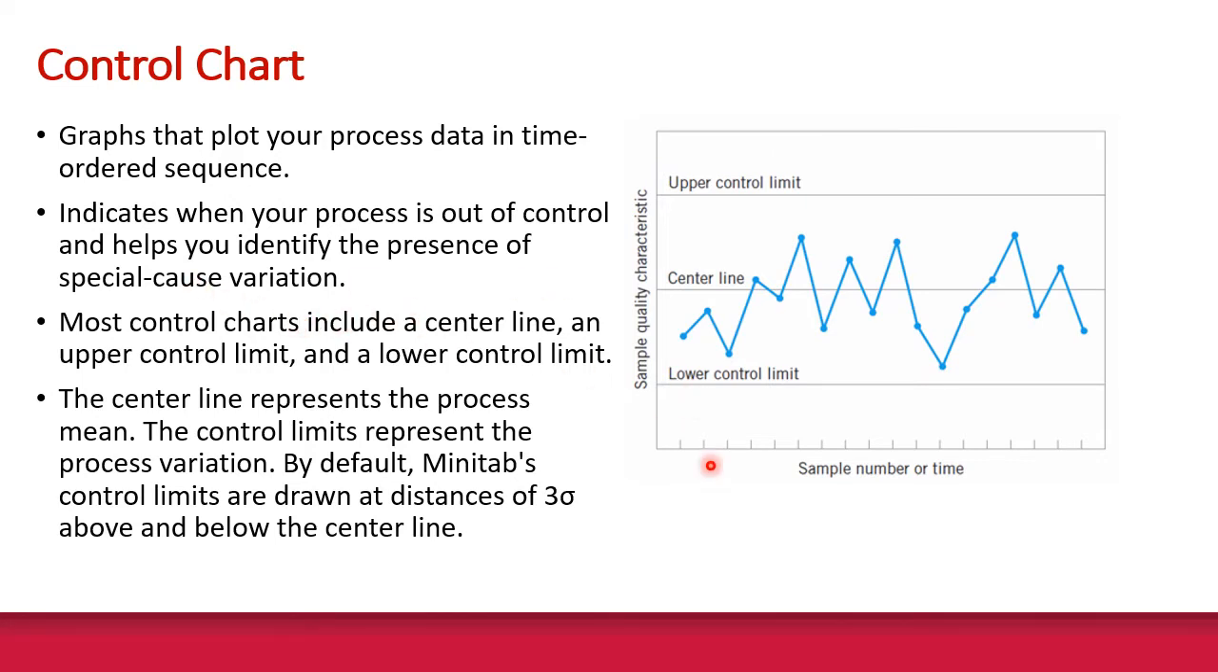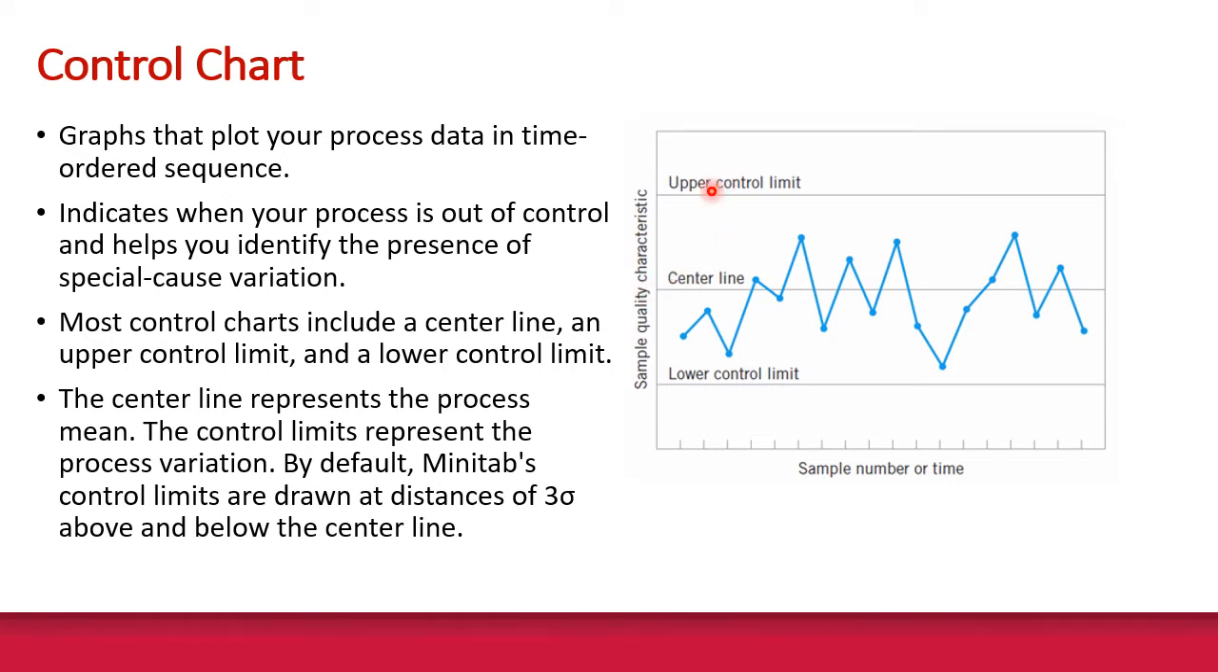So these control charts indicate when your process is out of control and help you identify the presence of these special causes, or what's called assignable cause variations. Most control charts include a center line. Now this center line typically is going to be about our sample quality characteristics. So this could be the mean, for example. It could represent the sample variance. It's whatever we choose to plot here.